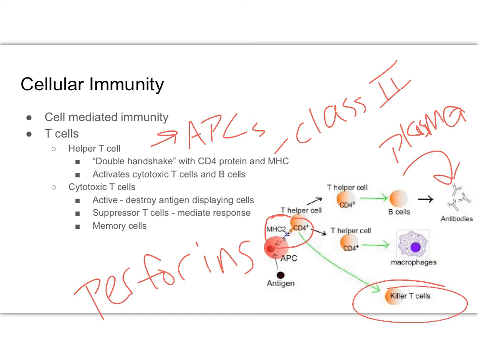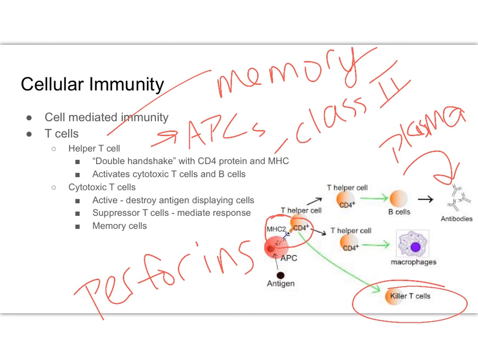Both of these cells, both helper T cells and cytotoxic T cells, develop memory cells as well. So remember, with our B cells, we had some that would activate into plasma cells and some that would remain as memory cells. T cells do the same thing. Some of those cytotoxic T cells will become memory cells, so they'll stick around, and some of those helper T cells will also become memory cells. So they'll stick around to help that secondary response be really, really fast.